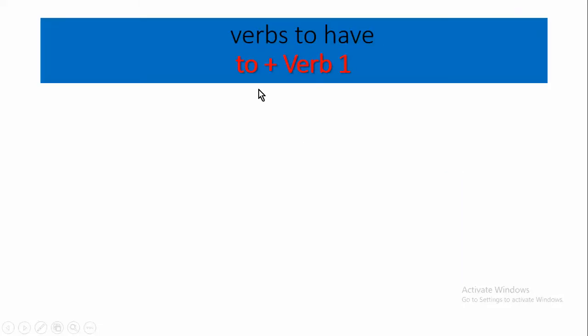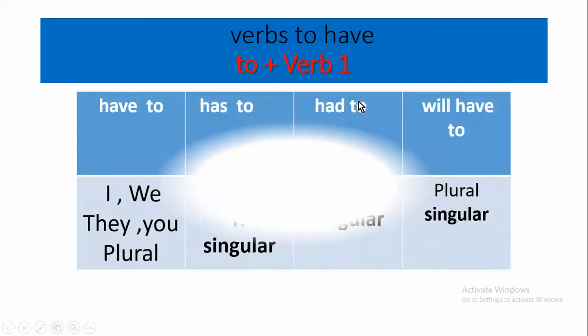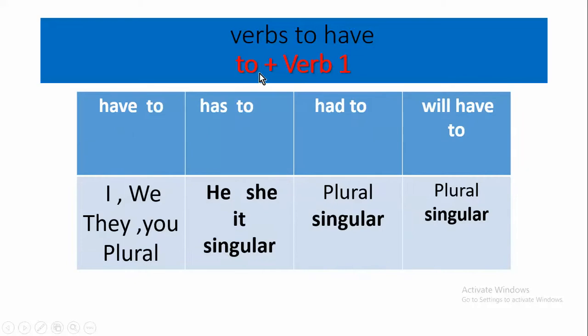Our lesson today is verbs to have. And please remember that to is plus verb 1. Verbs to have are have to, has to, had to, and will have to.